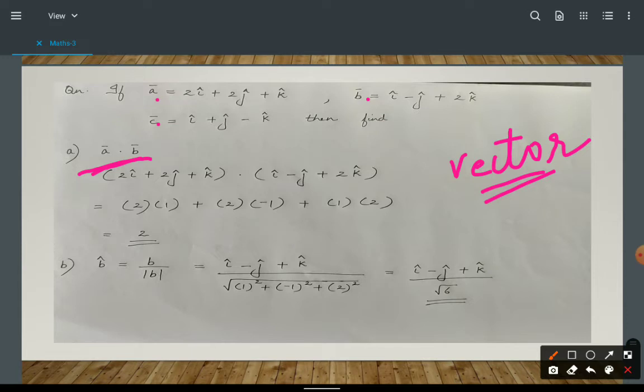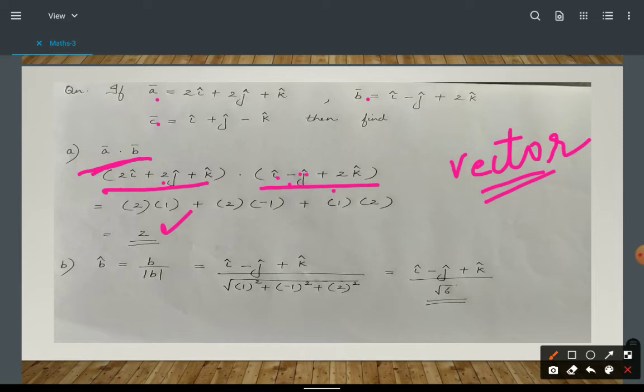Now, the first question is a bar dot b bar, to find the dot product of a and b. So first we have to write the terms of a bar, next we have to write the terms of b bar. Now direct multiplication, that is 2 into 1, here 2 into this 1 plus 2 into this minus 1. Minus j means there is a minus 1 term here. Plus 1 into 2. So when we do all this, we'll be getting the final answer as 2.